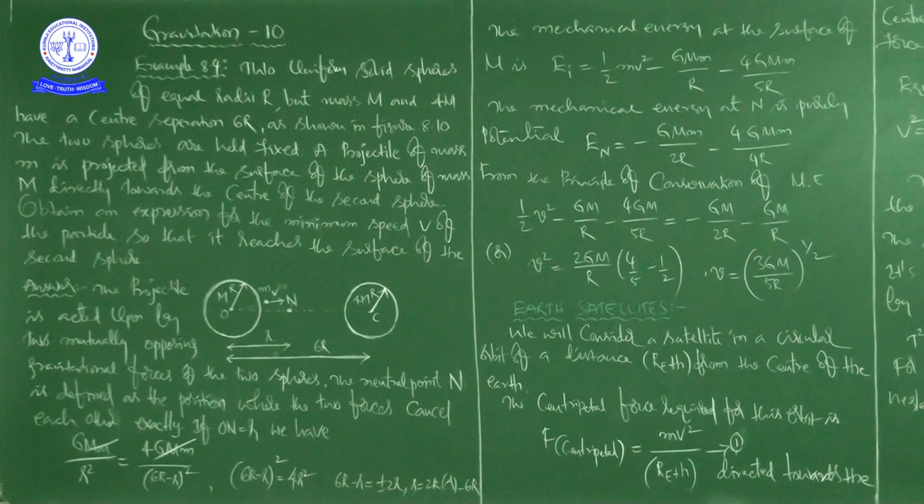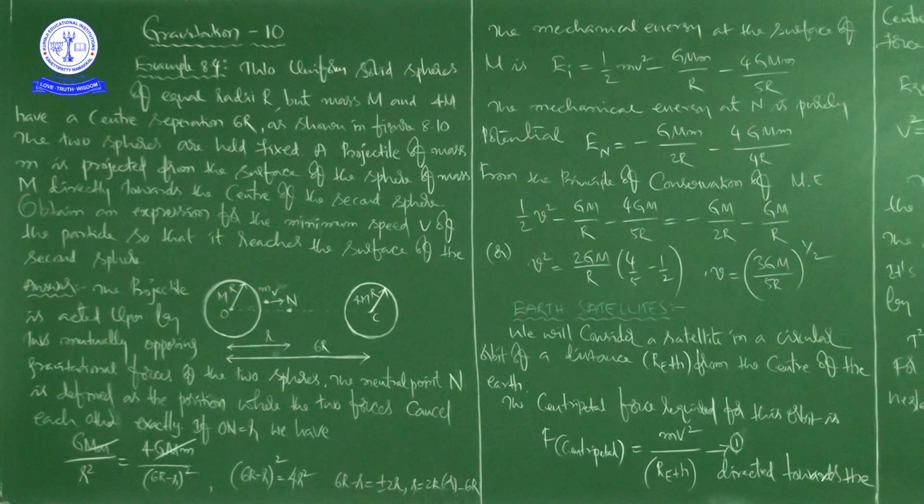Now, the mechanical energy at the surface of capital M is E_i equal to half mv square minus GMm by R minus 4GMm by 5R. This is the mechanical energy at the surface of capital M. Next, at the neutral point capital N. I didn't write it here, but you know very well, this is the mechanical energy at the surface of capital M.